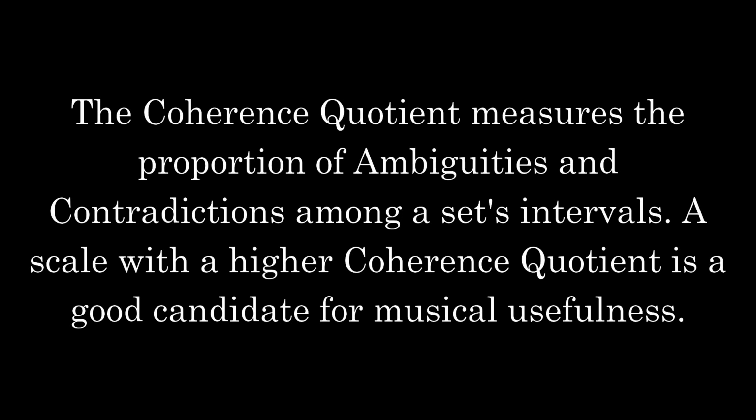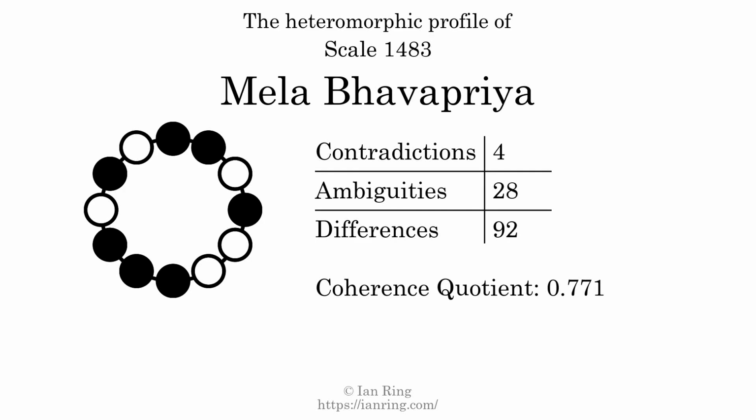The coherence quotient measures the proportion of ambiguities and contradictions among a set's intervals. A scale with a higher coherence quotient is a good candidate for musical usefulness. The coherence quotient is 0.771.